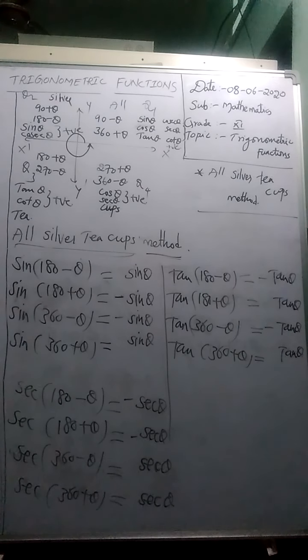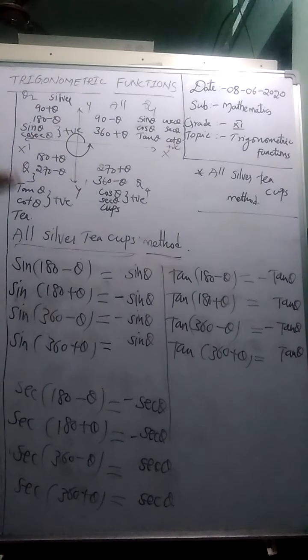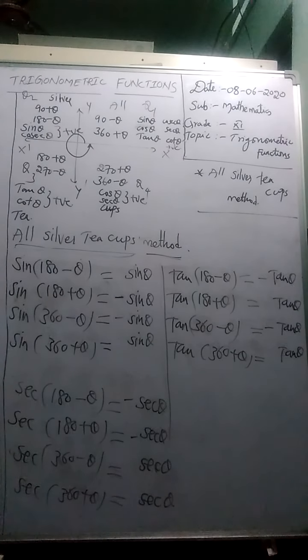Sin to cos, cos to sin, tan to cot, cot to tan, secant to cosecant, cosecant to secant, when it is complementary angles. But when it is an even multiple of 90, it doesn't affect. Sin is sin, cos is cos, tan is tan, cot is cot, secant is secant, cosecant is cosecant. No change and no effect on the trigonometric ratio. Let us discuss some applications based on this, students.